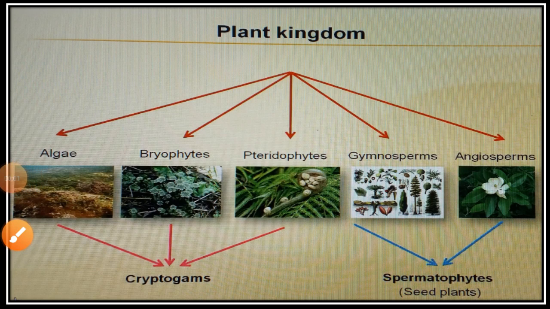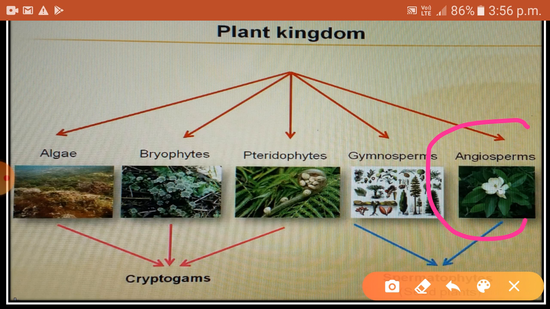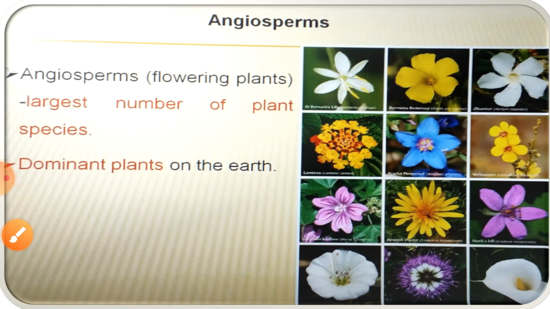Hello dear students, in this video we will learn about Angiosperms, the members of the fifth group coming under plant kingdom. Angiosperms are the flowering plants comprised of the largest number of species in any plant group. They are presently dominant plants on earth.